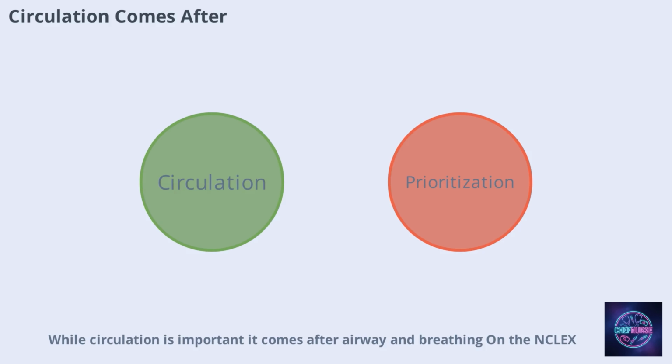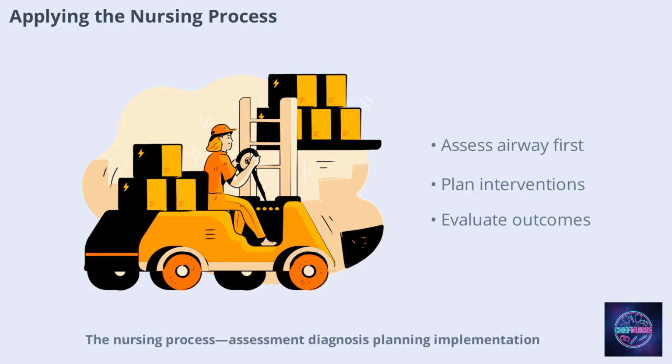On the NCLEX, don't let abnormal blood pressure or pulse distract you from a patient who can't breathe. Once the airway and breathing are secure, then you can address circulation issues. This order is critical for safe and effective nursing care. Nursing process, assessment, diagnosis, planning, implementation, and evaluation should always start with airway and breathing. When answering NCLEX questions, assess for respiratory threats first, then plan and implement interventions accordingly. This systematic approach ensures you don't miss life-threatening problems.